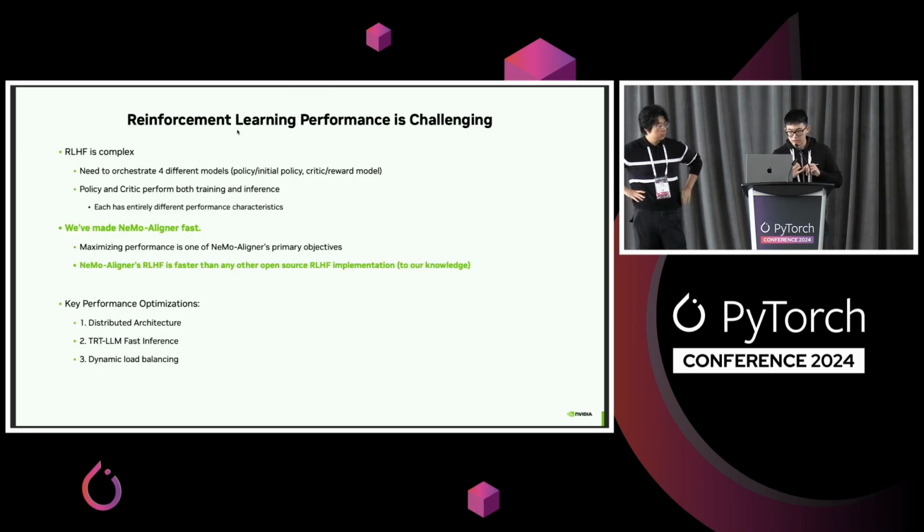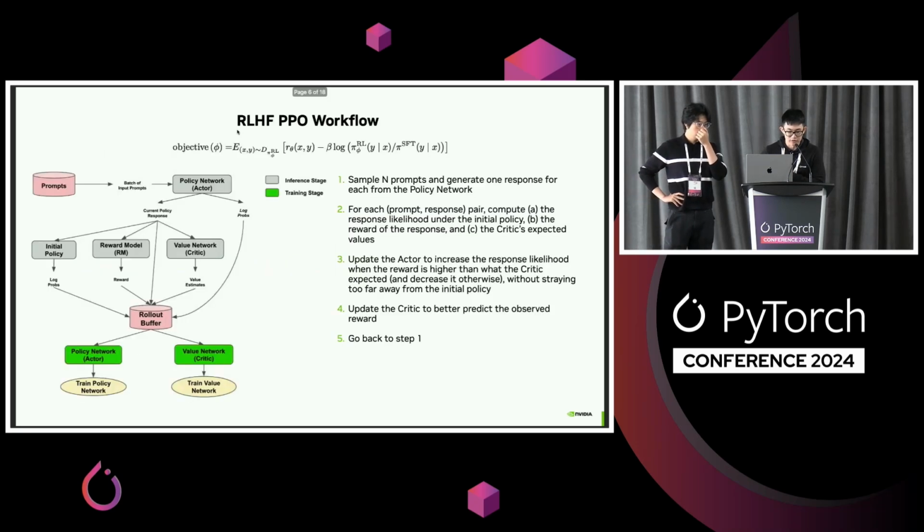So as you can see, RLHF is complicated, which means that optimizing the performance of RLHF is also complicated. First, we need to orchestrate 4 different models from the previous slide: the policy, the initial policy, the reward model, and the value model. And these 4 models could be of any size, let's say 4 or 5e. One thing to note is that the policy network and the initial policy are architecturally very similar, and the reward model and the value network are also architecturally very similar.